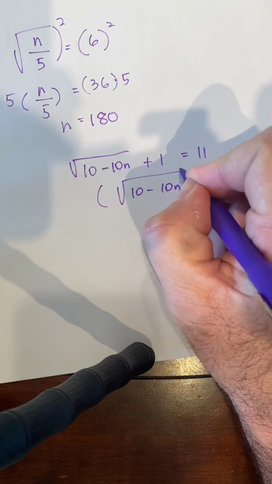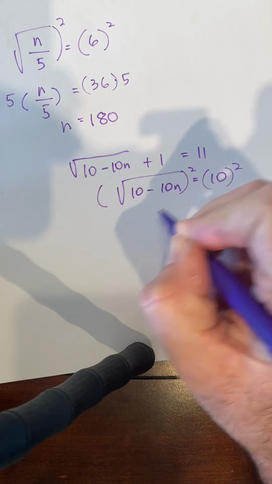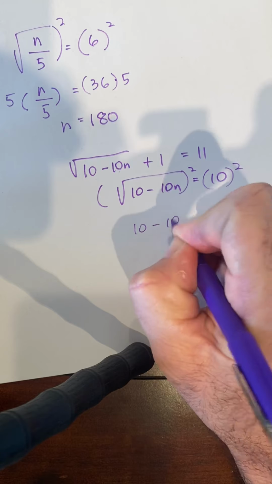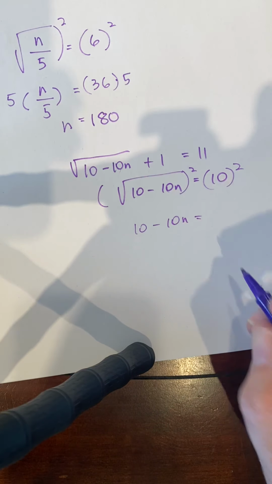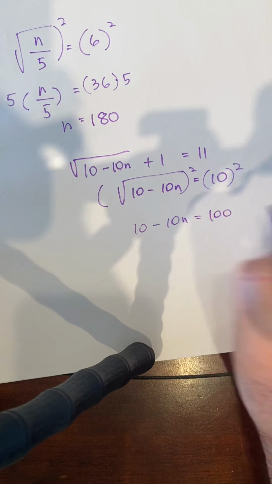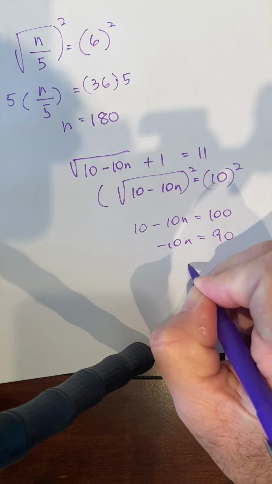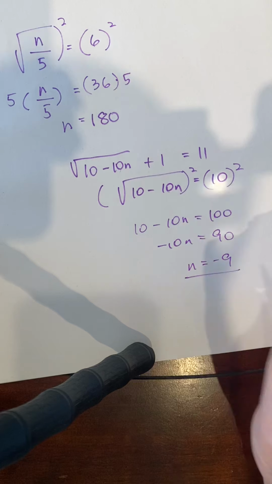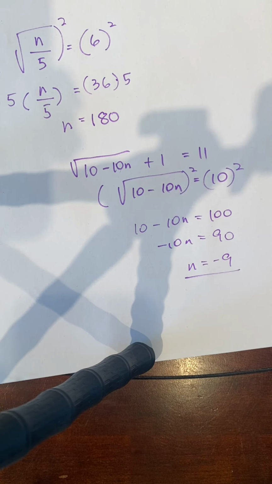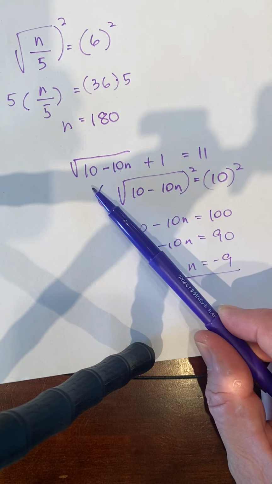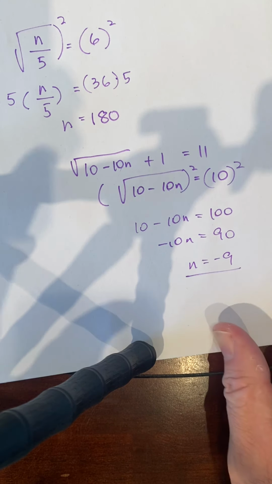Now, square both sides, and 10 minus 10n equals 100. Subtract the 10, and then divide by negative 10. So, to solve radical equations, you have to be able to square both sides to get rid of the radical. If there are operations outside of the radical, you need to get rid of those first.